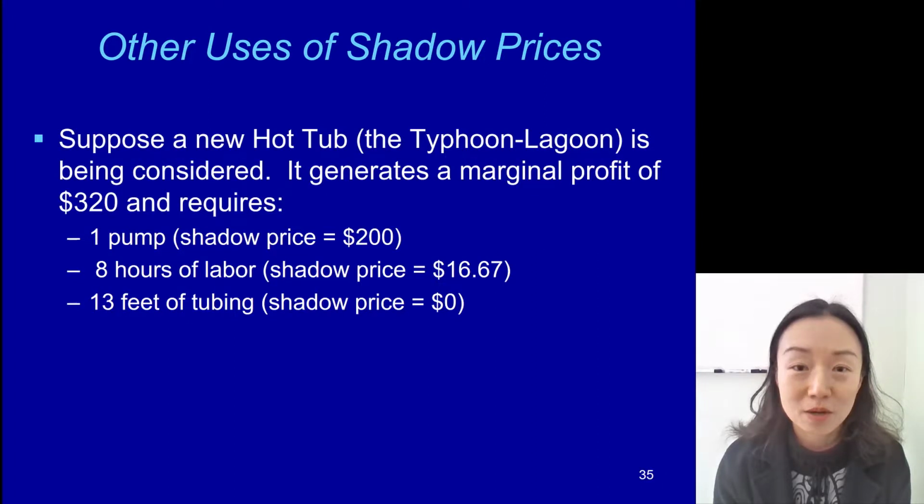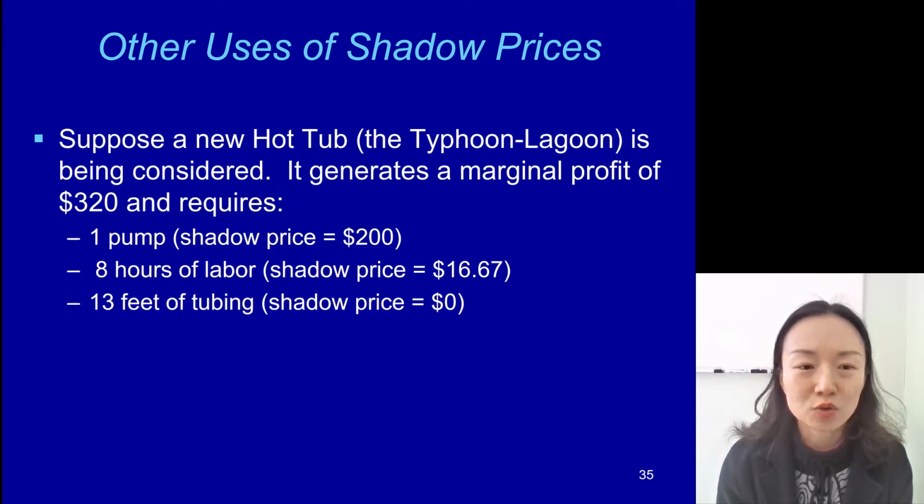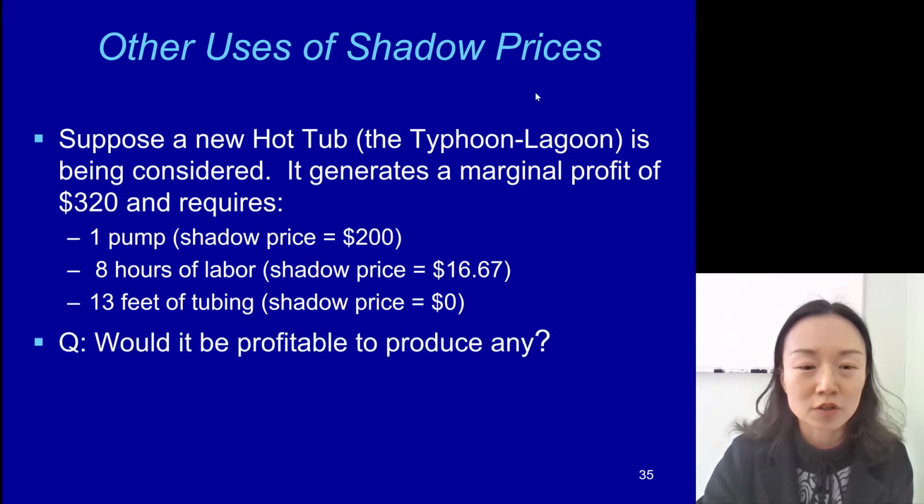Now let's continue thinking about this problem. So we talk about that to decide whether this $320 profit will be good enough to cover those costs that will occur taking away one pump, 8 hours of labor, and 13 feet of tubing. We need to use the shadow prices of those resources. Okay, so when we take away one pump from that original resource pool, our total profit will decrease by $200.